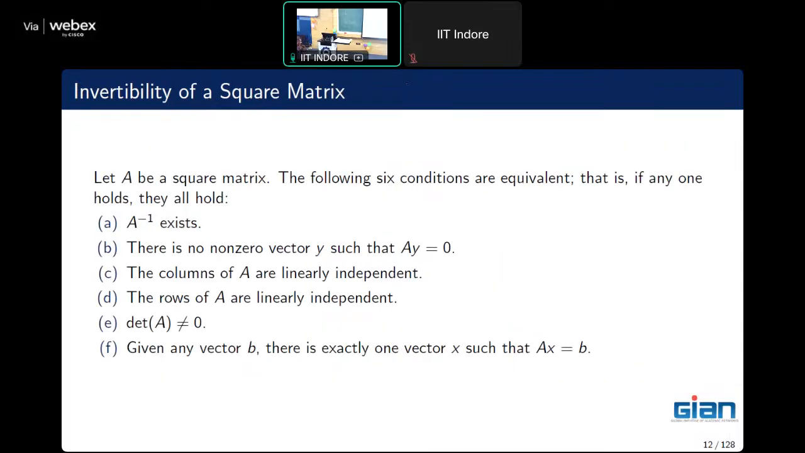Now, these are the basic results about the inverse. Inverse means you can write all these five properties. Either A inverse exists, or there is no non-zero vector y such that Ay equals 0. And the columns of A are linearly independent. Similarly, the rows of A are linearly independent, or you can say the determinant of A is not equal to 0. So these are all equivalent conditions for the inverse of a matrix.